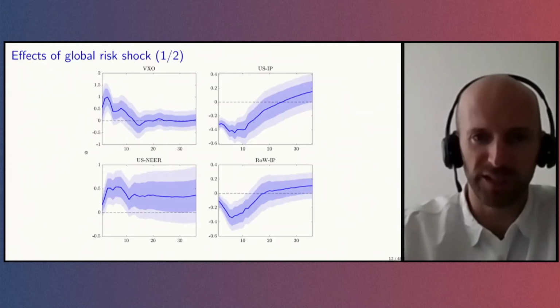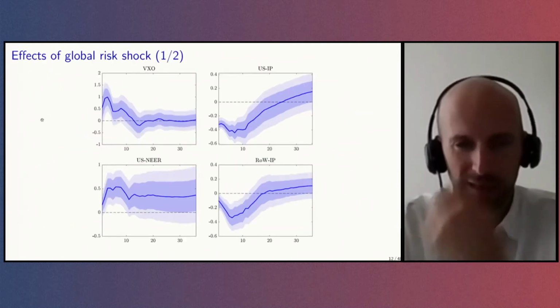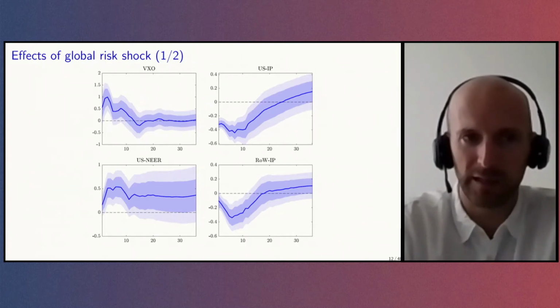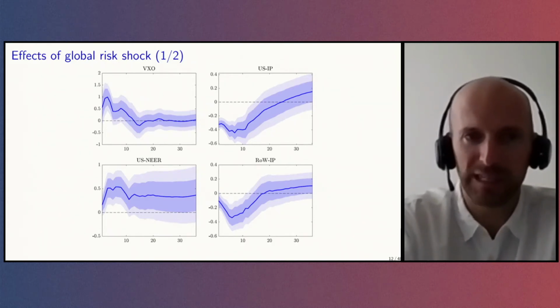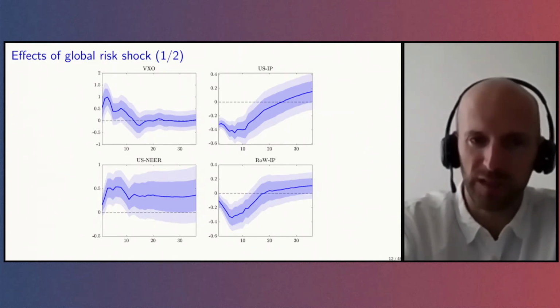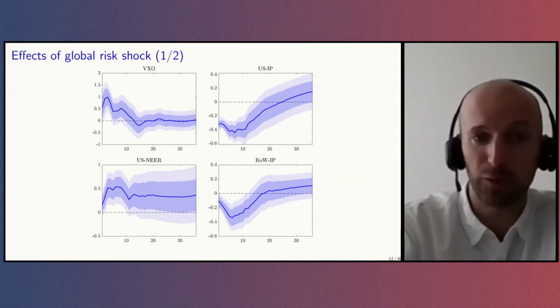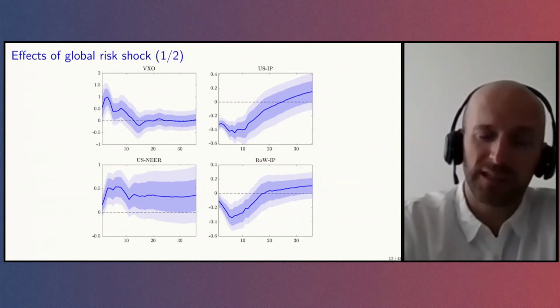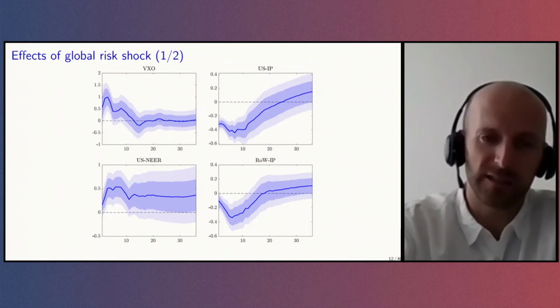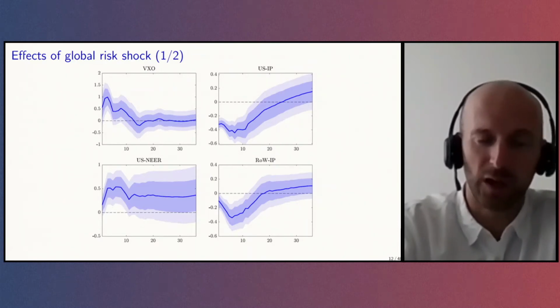Let me show you the results. These are the baseline results. These are the impulse responses to the global risk shock identified by this proxy variable, these intra-daily changes in the gold price aggregated to monthly frequency. In the first column, you see the responses of the VXO and the dollar exchange rate. Again, when the dollar exchange rate goes up, that's an appreciation. And what you see is that the global risk shock pushes up the VXO. It increases global risk aversion, and at the same time, it causes a dollar appreciation.